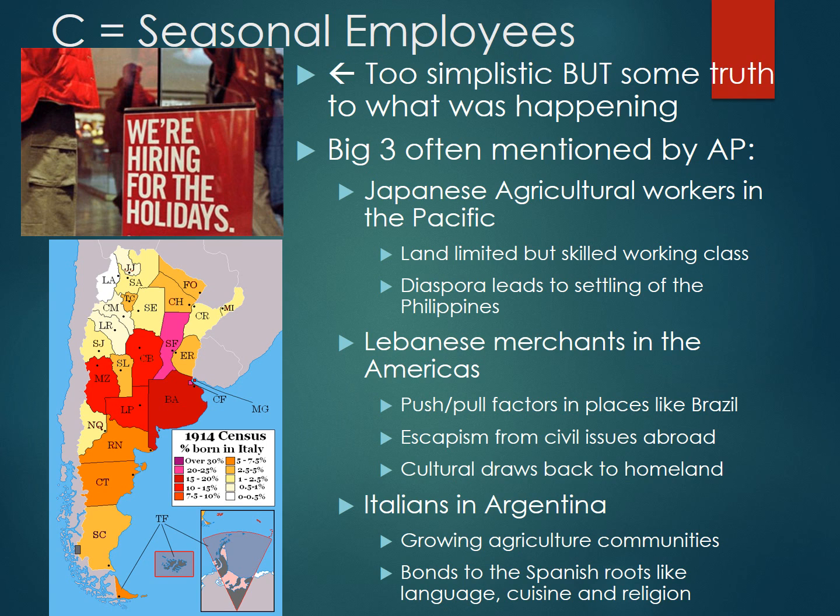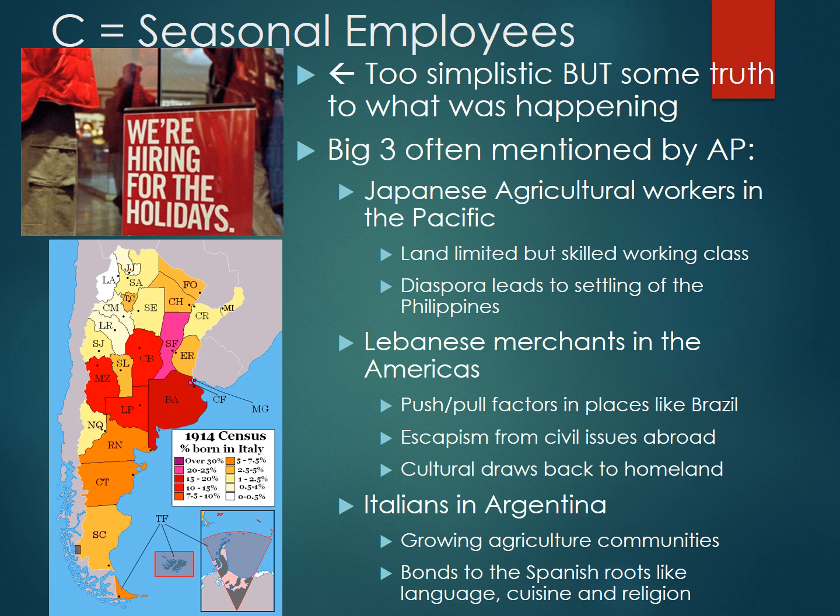Brazil sees a bunch of that with Lebanon and Lebanese merchants. And then finally, we come to Argentina. There's a large Italian population in Argentina. The map here to the left shows you the basic zones of Argentina and how densely populated they were with people that were born in Italy.